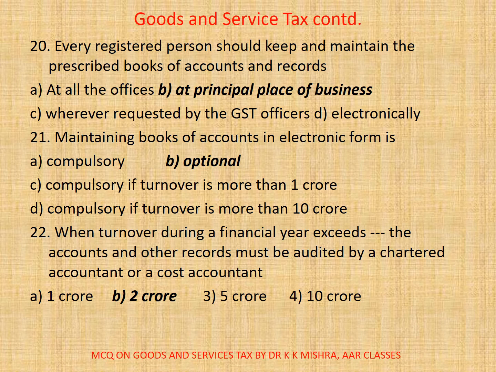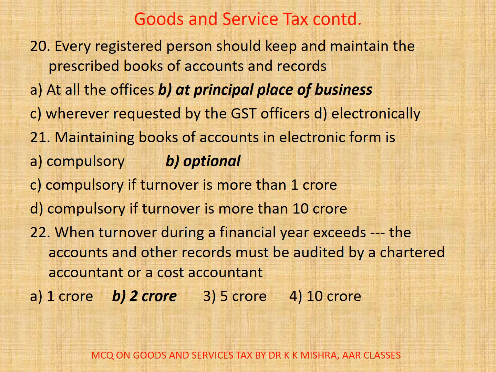21. Maintaining books of accounts in electronic form is A. Compulsory, B. Optional, C. Compulsory if turnover is more than 1 crore, D. Compulsory if turnover is more than 10 crore. Here correct option is B. Optional.